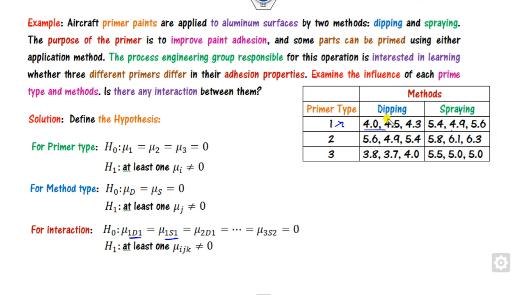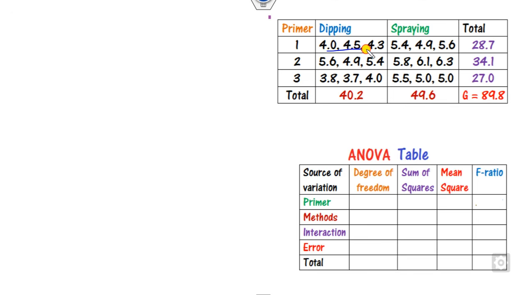What you can do is first take the addition, you can find the total of this. How can you find the total? You can add all these 6 elements. You will get 28.7. You can add this, this, and this. Similarly, you can add these twice, and this is my grand total. Once you find the totals, then we will find the primer degrees of freedom.